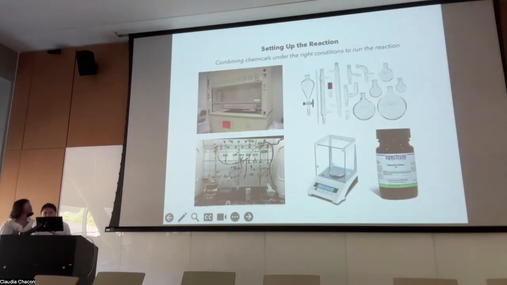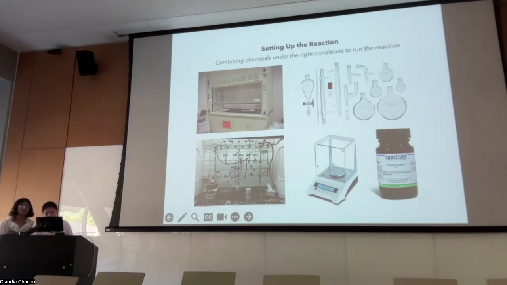So for setting up the reaction, we need to run reactions in the right conditions. Some of the ways that we do this is in the fume hood, which is that one. It basically captures and exhausts harmful fumes, vapors, and fine matters, or things that are definitely not good to breathe in, to make sure you're okay. Some examples of this are silica gel and residue from previous reactions.